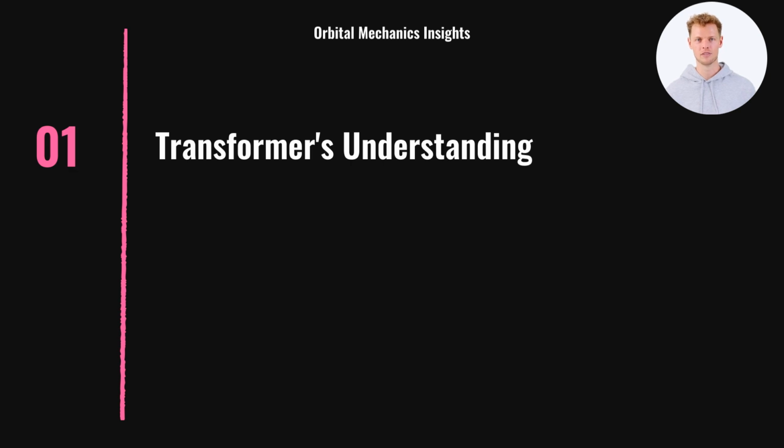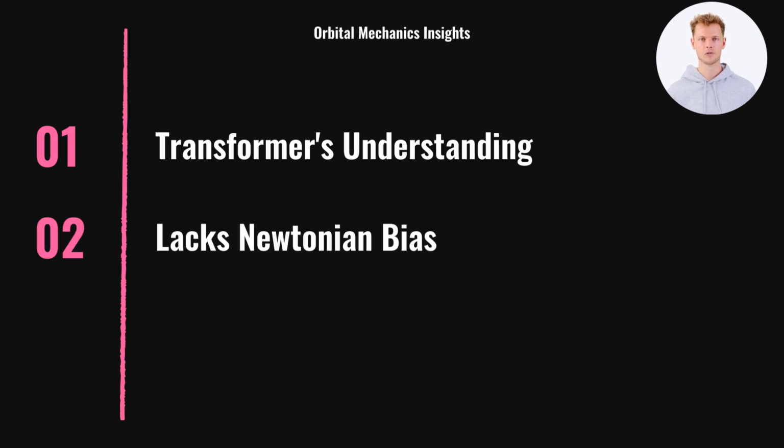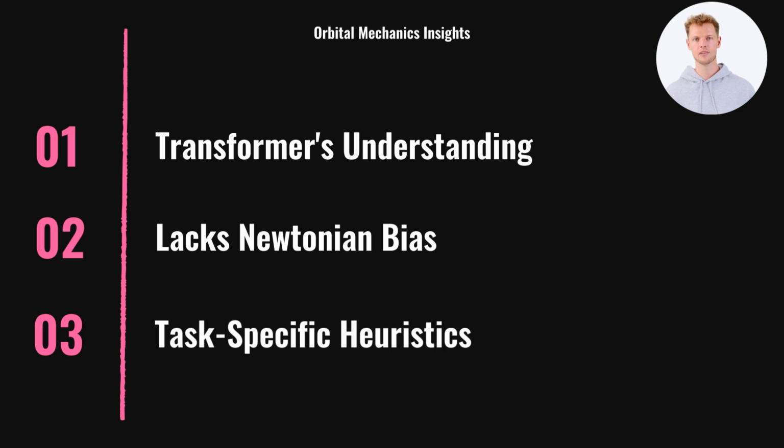Testing a transformer's understanding of orbital mechanics reveals it predicts planetary locations accurately, but lacks a Newtonian inductive bias. Fine-tuning shows it recovers nonsensical gravitational laws, indicating task-specific heuristics rather than a coherent world model. This highlights the challenge of aligning model inductive biases with true physical laws.